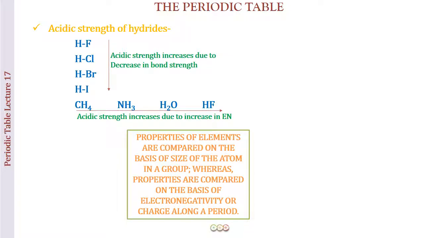So you can remember this for always. This is very important. Otherwise, you are going to get confused and commit mistakes: the properties of the elements are compared on the basis of size of the atom in a group, whereas the properties are compared on the basis of electronegativity or charge along a period. Okay, so please do remember this. This is going to be very important for you.